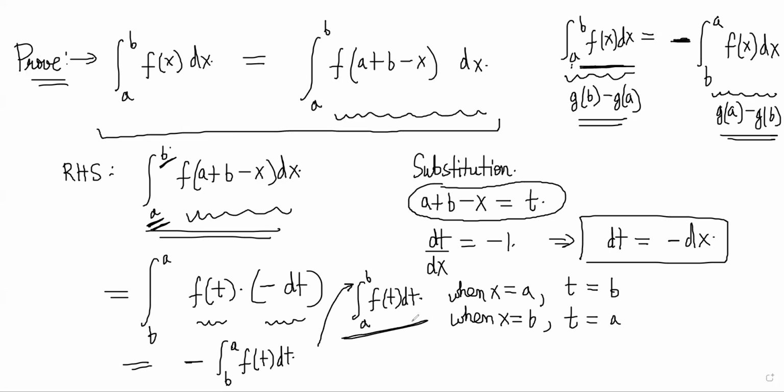So if I write this, now look at this. This is the same thing as the LHS. LHS was just with variable x, now it is with variable t. That value of the area is still the same, right? So there are three properties that we have seen. Integral a to b f(x) dx is the same as integral a to b f(t) dt. The name of the variable doesn't matter.